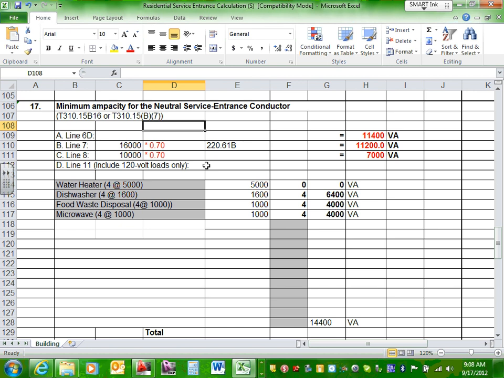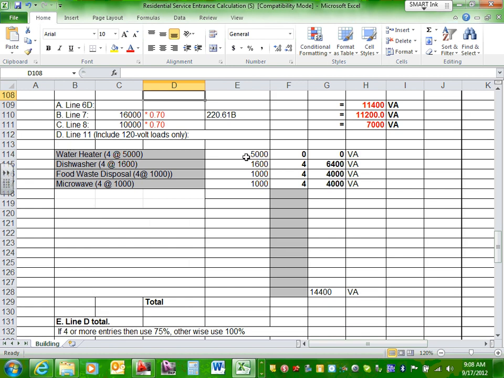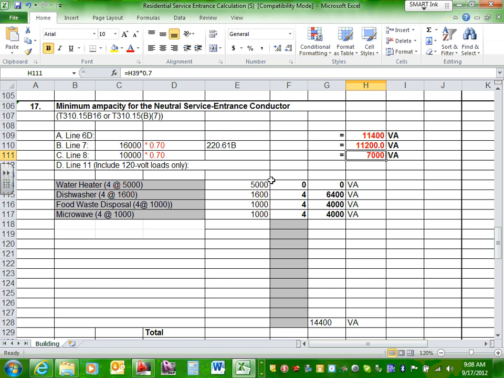Okay. Then, any 240 load, when we size the neutral, what do you do? Open the window, grab it, and throw it out. Except the range and the dryer, add them at 70%. Okay, so here's what we did. Then line 11 includes 120 loads only. Here's 120 loads only, 700.